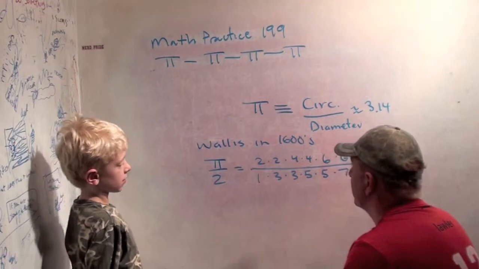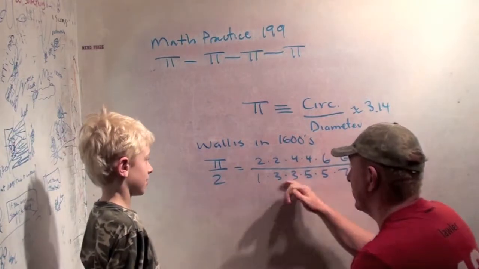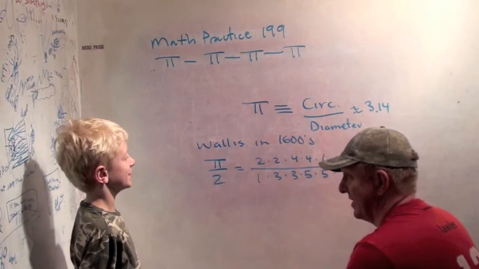Cool. He probably was playing Plants vs. Zombies and then took a break and figured out this formula for pi over 2. You think? Yeah, maybe.